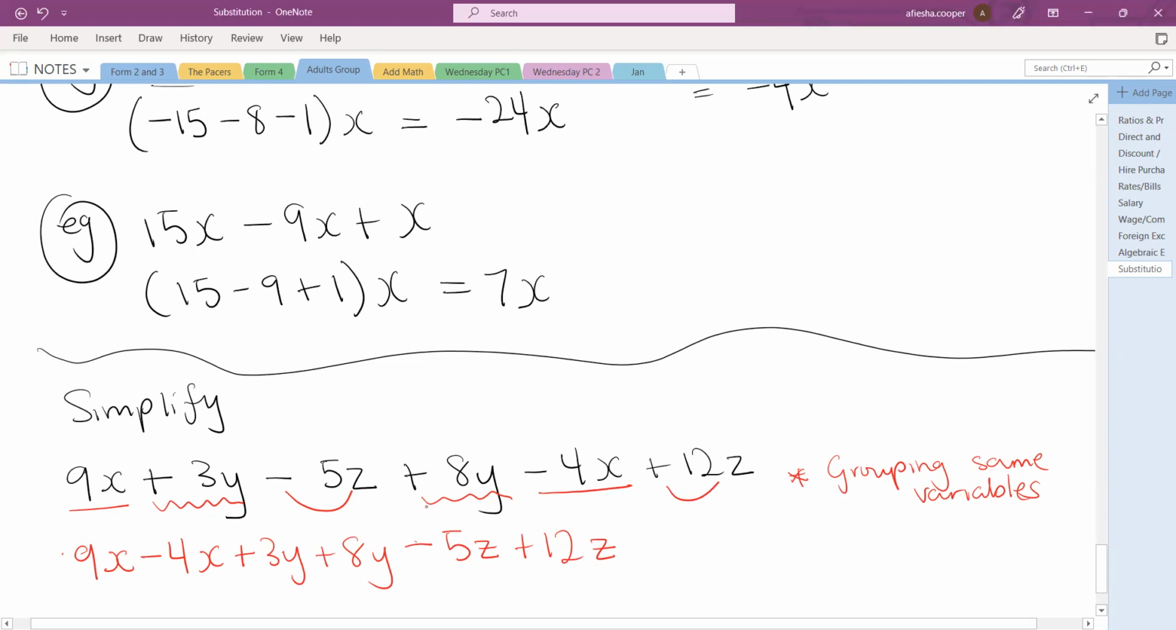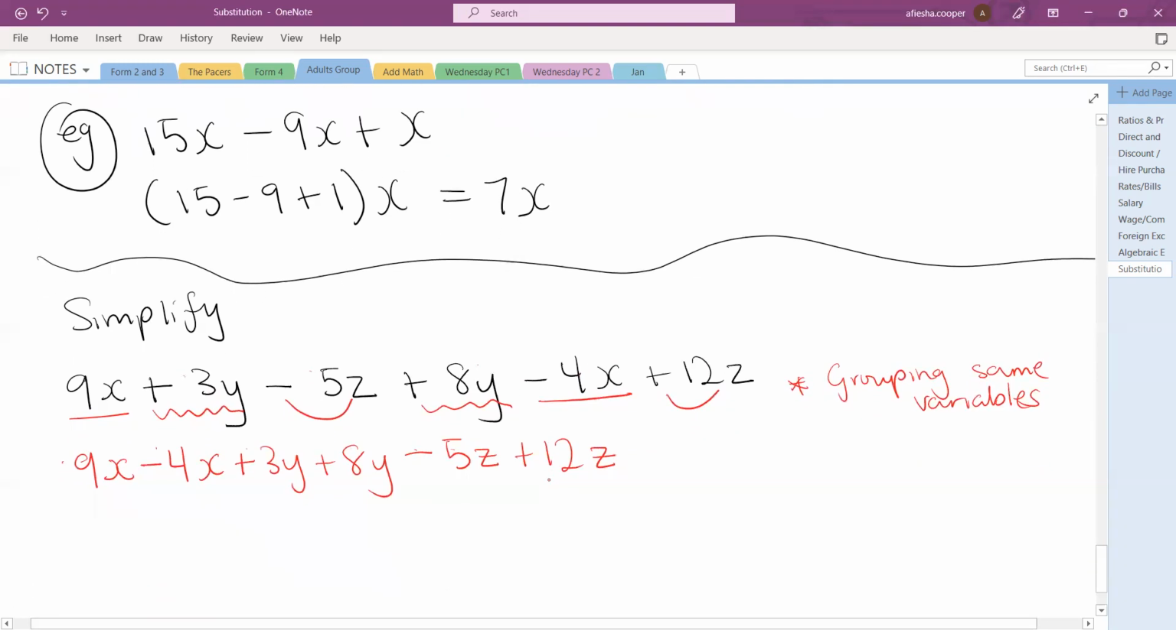So positive 9, negative 4 is going to come here, not just positive 4, but the negative 4. Positive 3, positive 8. Negative 5z, positive 12z. So we move the number with the sign that is associated with it. And now we add up our stuff in parts. We could work out all the x's together. It's like we took apples from different places and we're counting out how many apples we have in total. So 9 minus 4 will be 5x.